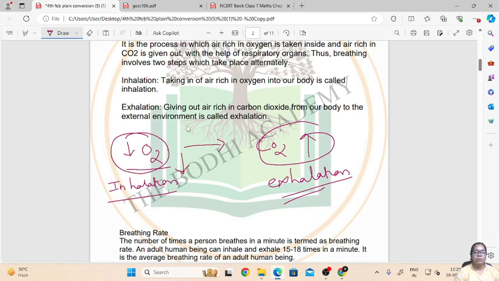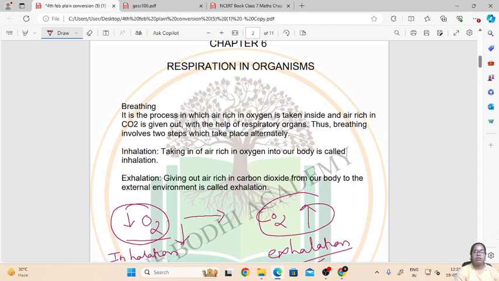So the breathing process, that is taking in oxygen and giving out carbon dioxide, takes place by two steps: inhalation of oxygen rich air into our body, and exhalation, which is giving out carbon dioxide rich air outside our body into the external environment. This process, which takes place simultaneously, through inhalation and exhalation, is called breathing. So this is the concept of breathing.